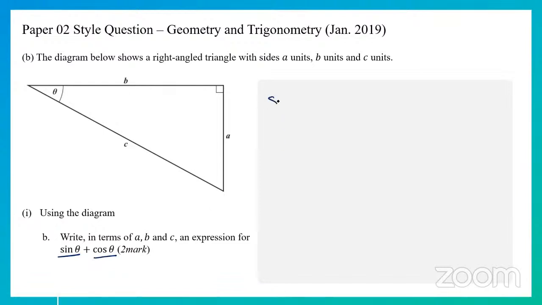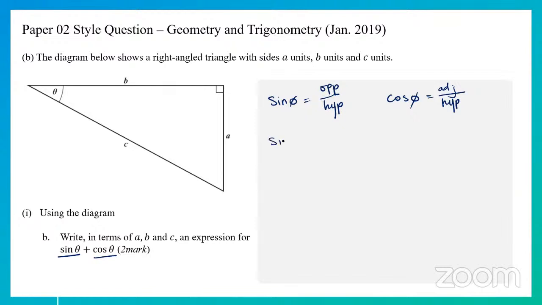Now we know that sine theta is equal to opposite over hypotenuse, and cos theta is equal to adjacent over hypotenuse. So with that said, and we know that theta is this angle right here, we can then just write the corresponding names of the sides where opposite and hypotenuse fall.